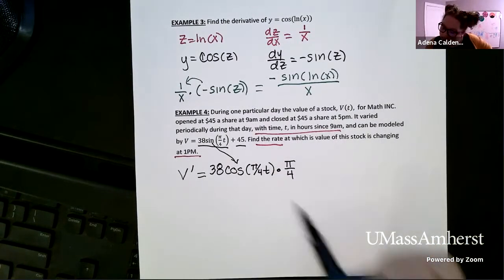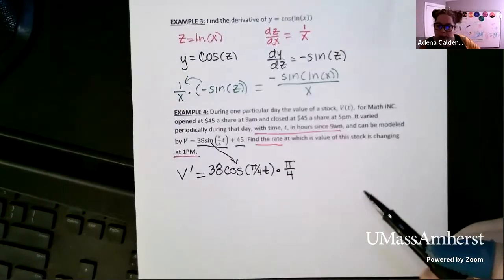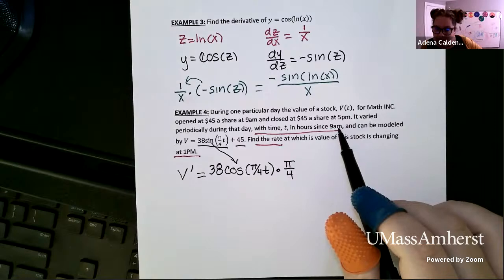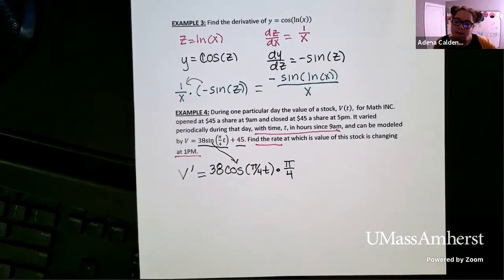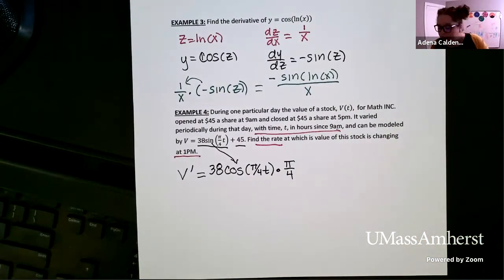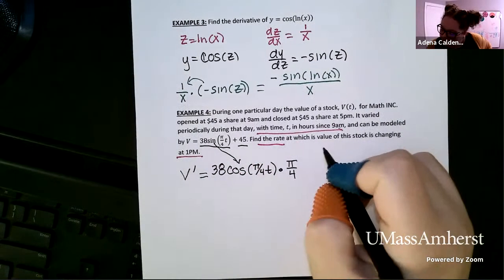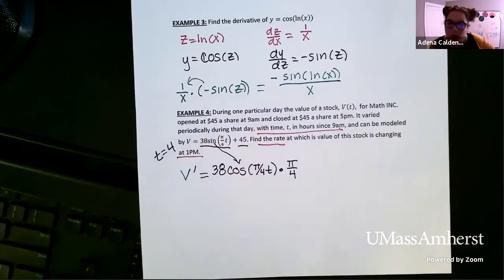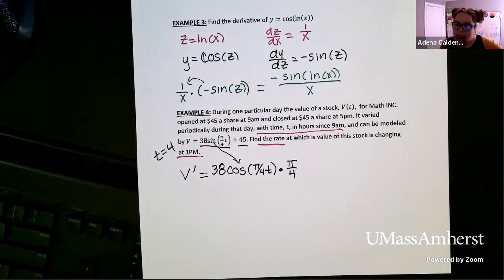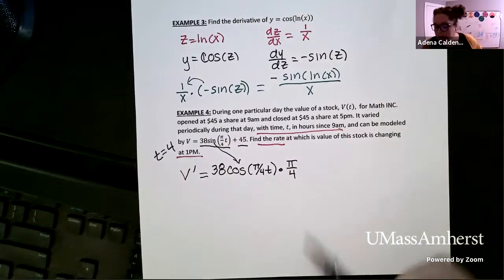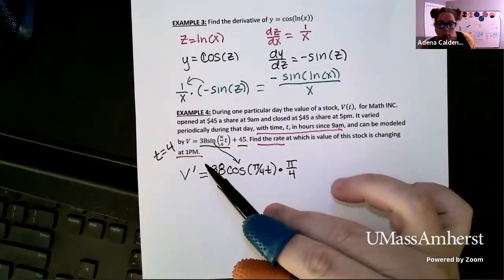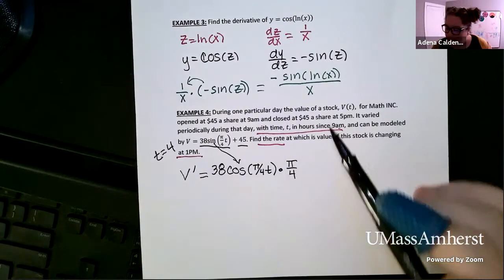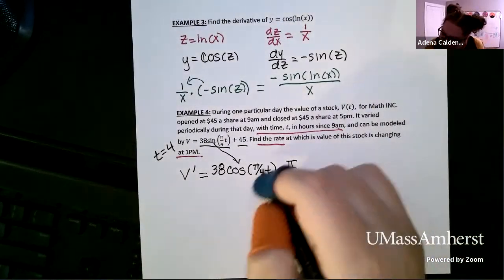Now we need to figure out what it means to be 1 p.m. So time is in hours since 9 a.m. So we have to figure out how many hours is between 9 a.m. and 1 p.m. So 1 p.m. is 4 hours after we started measuring, right? So that means we're plugging in a t equals 4. It would be really easy to think that you should be plugging in a 1 for 1 p.m., but that's not how this measurement is set up, okay? So we plug in a 4 for t.